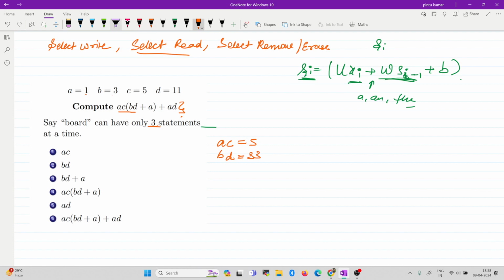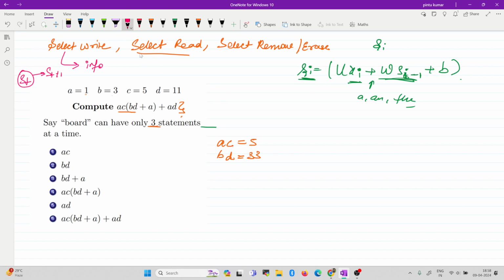Now, the second point is select read. What select write means, if you think of it in terms of RNN, is this: from the previous step, what information do you want to write in your S of t plus 1? Let's say you have information till S of t. What do you, out of this S of t, want to write in S of t plus 1? This is what select write would mean.